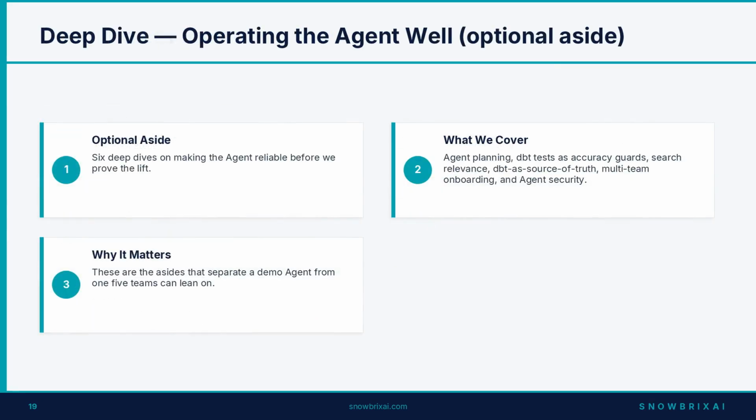Here is a fork in the road. An optional aside, 6 short deep dives on operating the agent well. Before we go, prove the lift, agent planning.